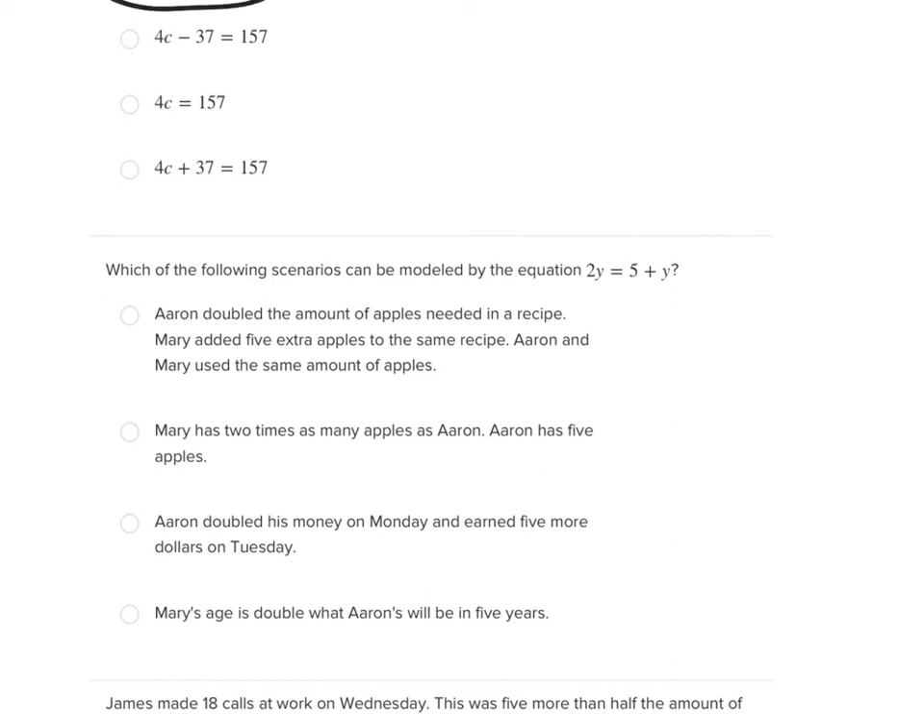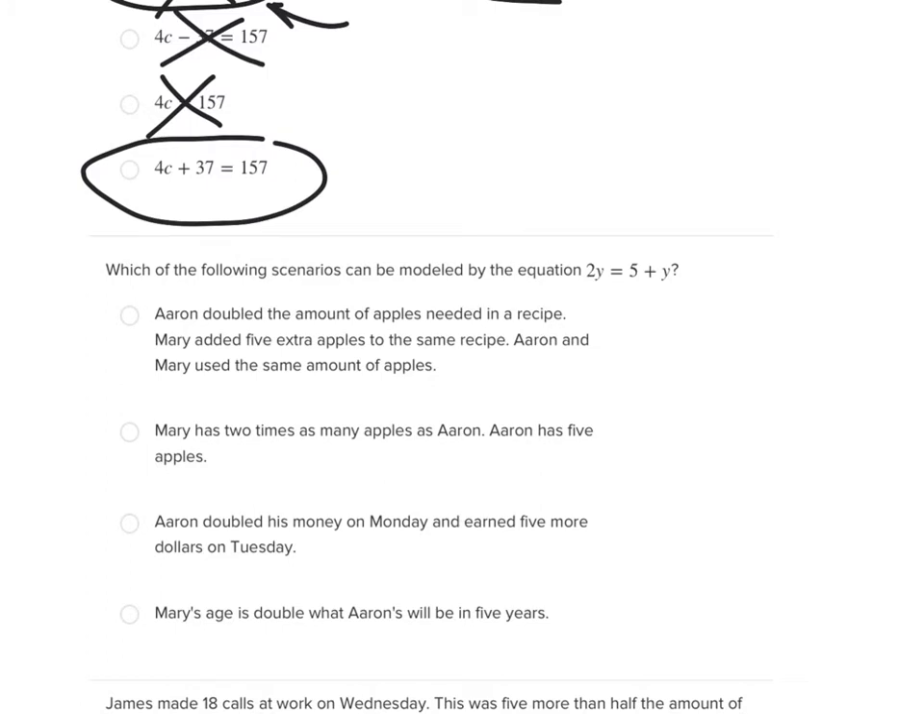The second one looks like the first one's not right because it doesn't have 4C. They tried to trick me. It's 4C and then the constant's 37. It had it backwards right there. So the second one has you subtracting $37. That would be like they're paying you $37 to deliver it. That's not the case. The last one doesn't have the delivery, or the third one doesn't have the delivery fee. Here it is. 4 times the cost of each skateboard plus the $37 equals $157 total. That's what we came up with.